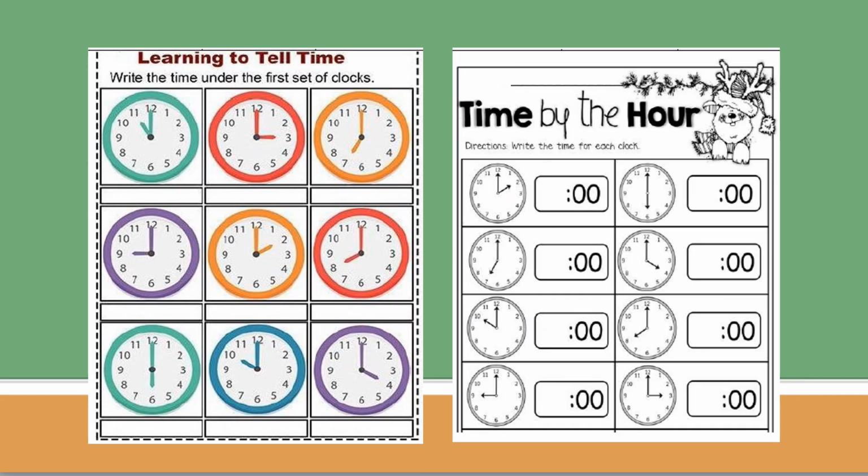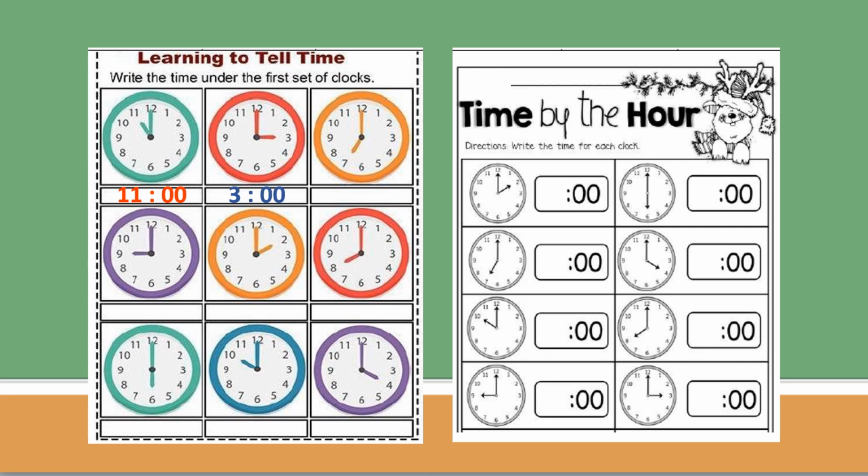Page number 97. Write the time under the first set of clocks. Okay, let's see. In the first clock here, the short hand points to 11 and the long hand points to 12. In digital form, it means what? 11:00, 11 for hours, 00 for minutes. Here, the short hand points to 3 and the long hand points to 12. In digital form, it means 3:00.